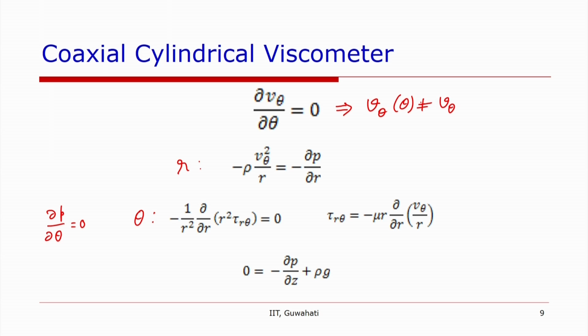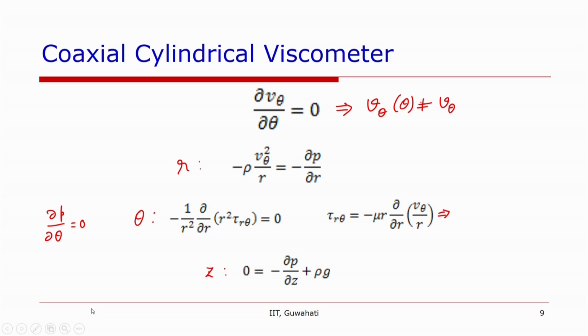Okay, and in this we can replace tau r theta with minus mu r del over del r of v theta over r. And the third equation from the z momentum equation is minus del p by del z plus rho g z is equal to 0. So that is basically for the hydrostatic pressure, or the dependence of the pressure in the z direction. So if we want to find out the velocity profile, we can substitute this here. Let us look at that.